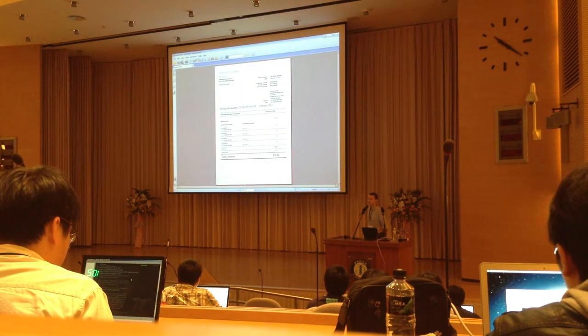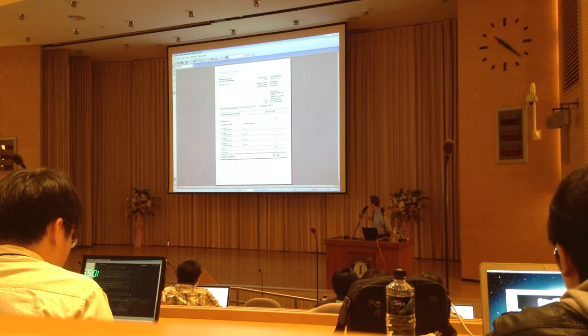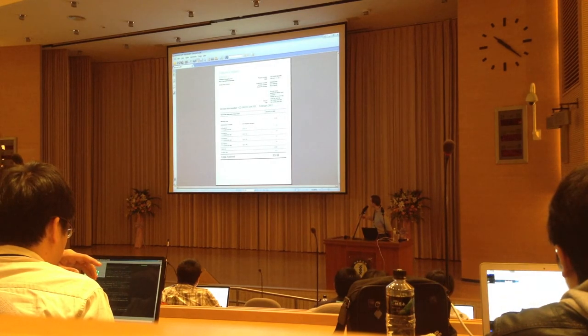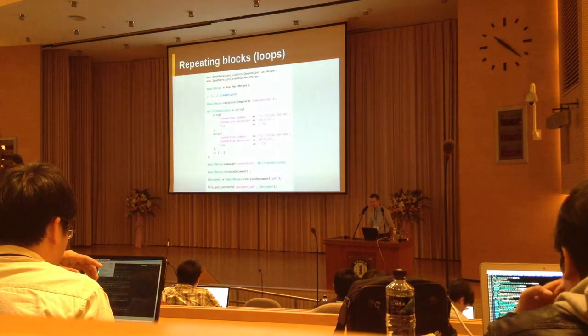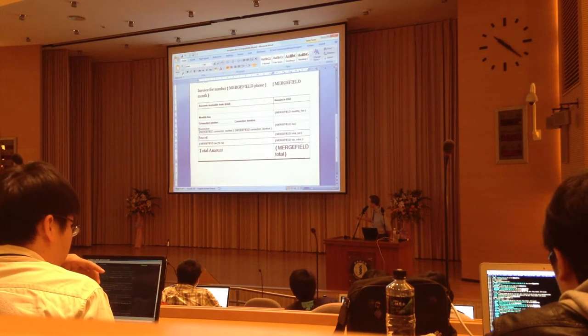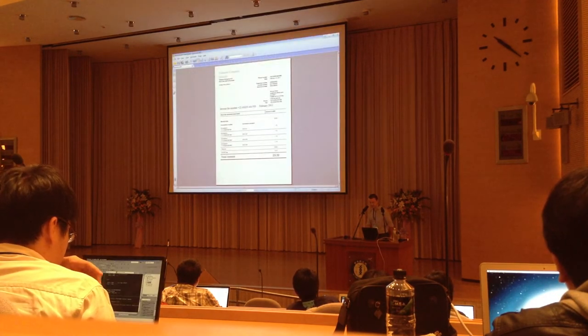The resulting document looks like this. Here we've got our basic data structures, the telephone number of the customer has been inserted, and the month has been inserted, and this section of the table has been repeated. And there's one row here for each record in the array. If you look again at the template, you can see this section here, where everything that's between these two points has been repeated, in this case, four times.